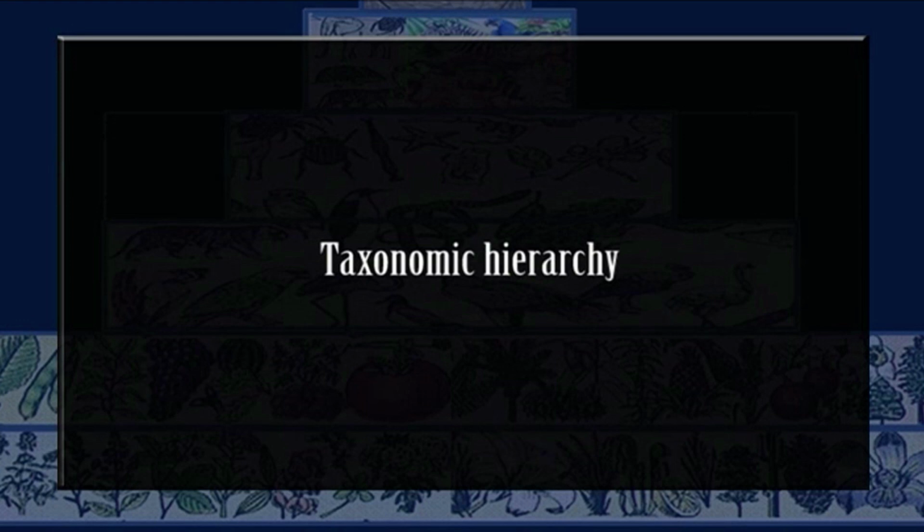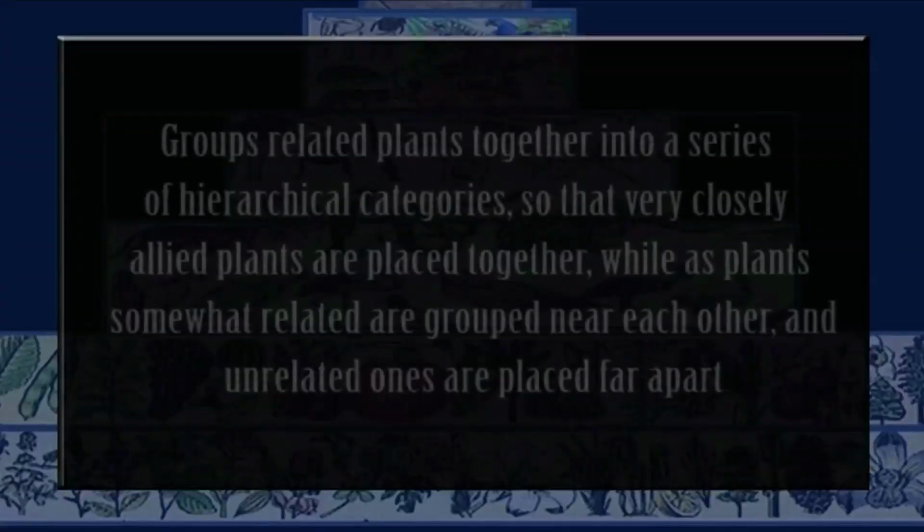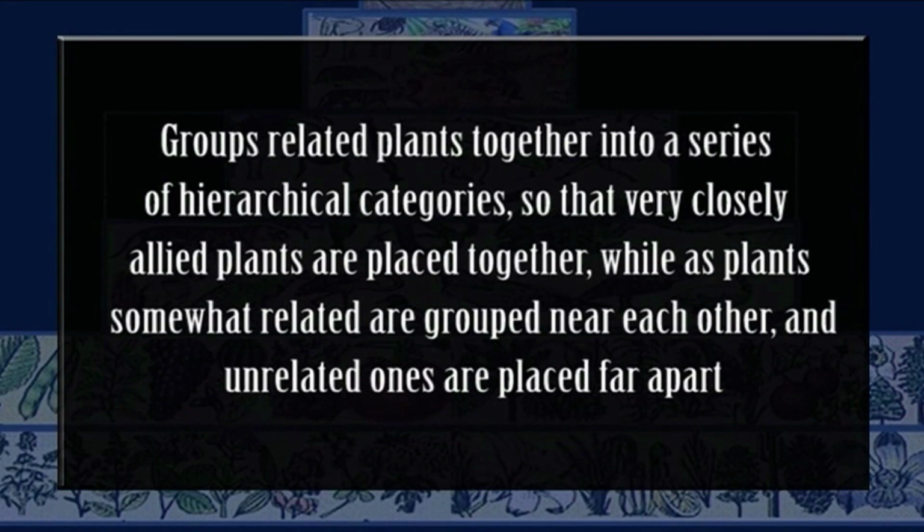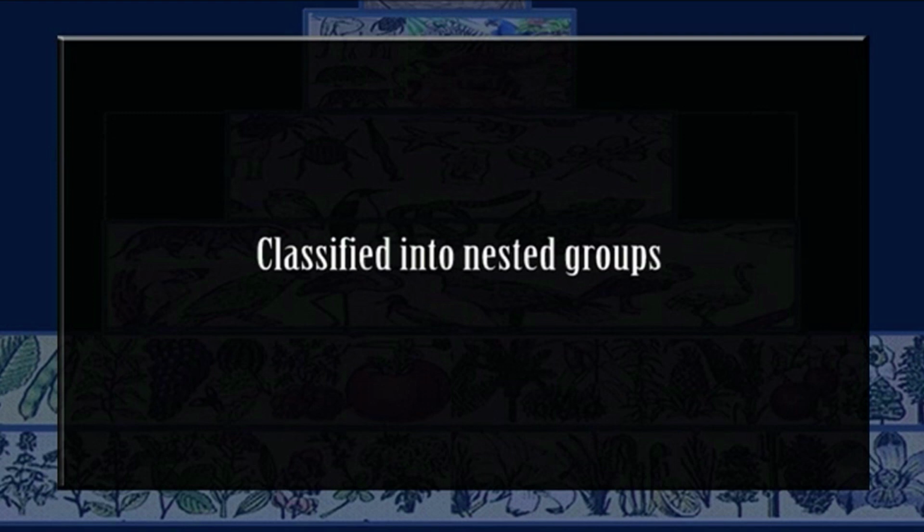The classification system that has been traditionally most useful to biologists is one that groups related plants together into a series of hierarchical categories, so that very close allied plants are placed together, while plants somewhat related are grouped near each other and unrelated ones are placed far apart. The organisms are classified into nested groups, which are assembled into more inclusive groups, which in turn into still more inclusive groups, and so on.